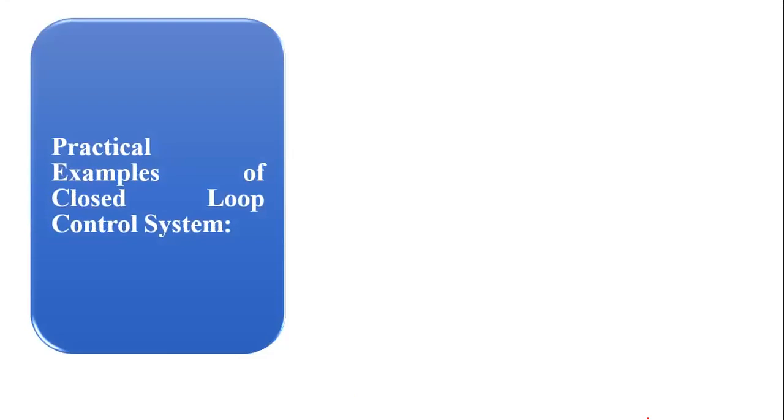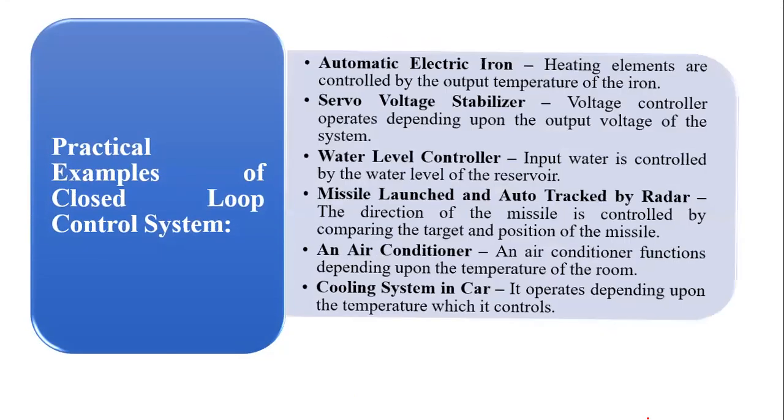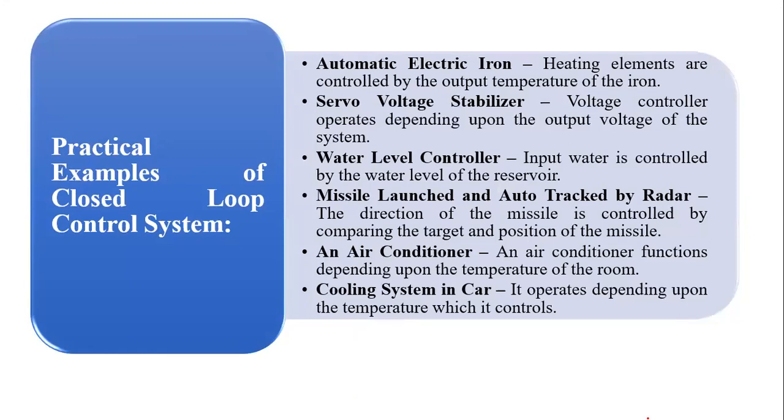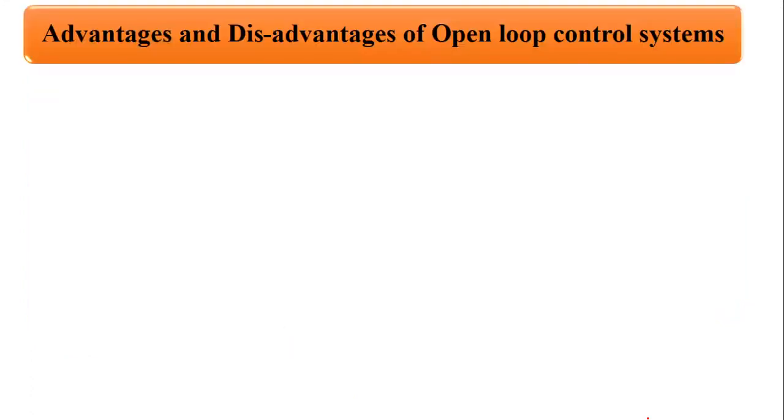Then practical examples of closed loop control systems. Automatic electric iron is one practical example of an automatic control system. Though it is an on-off control, yes, it is a closed loop control system. Servo voltage stabilizer is another example. Water level controller is one example, the use of which is seen in our daily life. Missile launched and auto tracked by radar. This is a closed loop system. Then an automatic air conditioner, right? Cooling system in a car, right? So all these are examples of closed loop control systems.